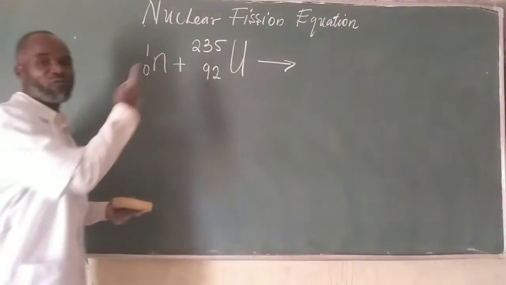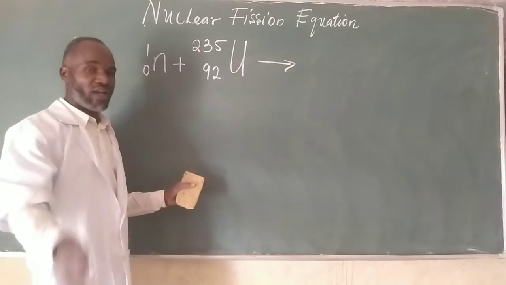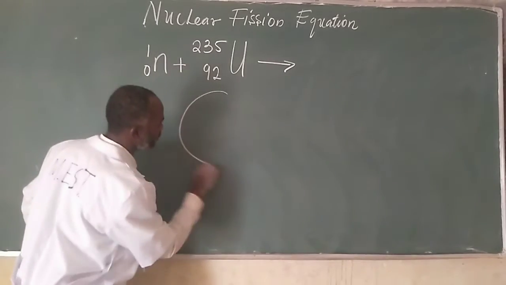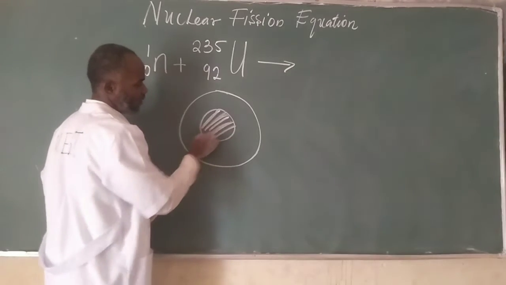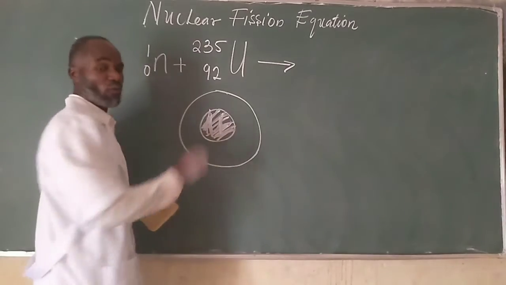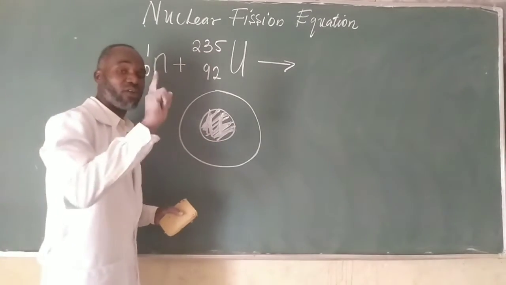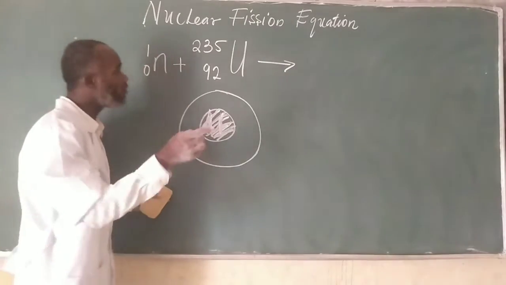The nuclear fission equation you are seeing on the board simply means that when the nucleus of uranium-235, this is the nucleus, okay? When the nucleus of uranium-235 is bombarded with a slow-moving neutron.